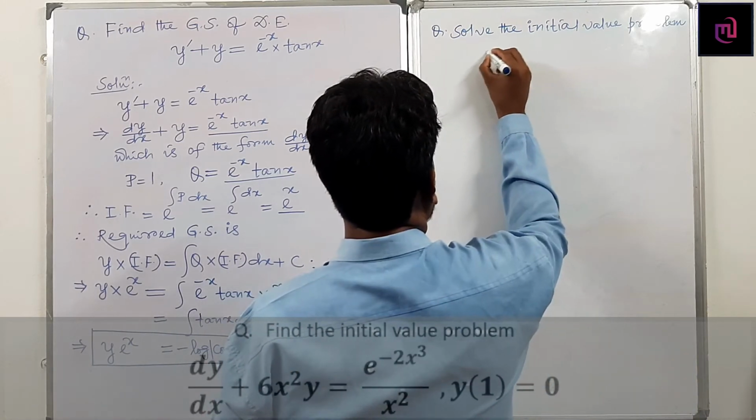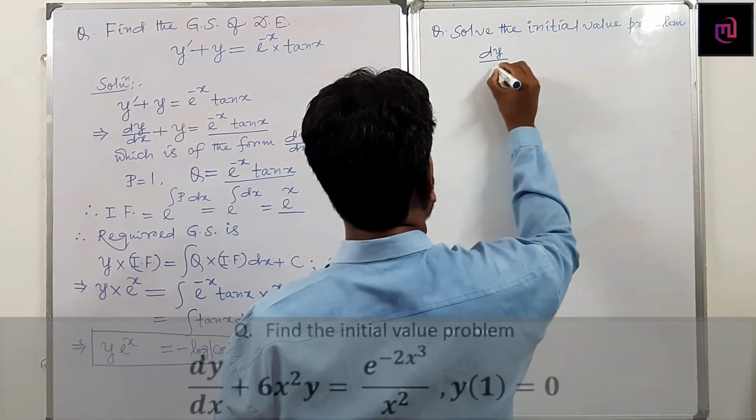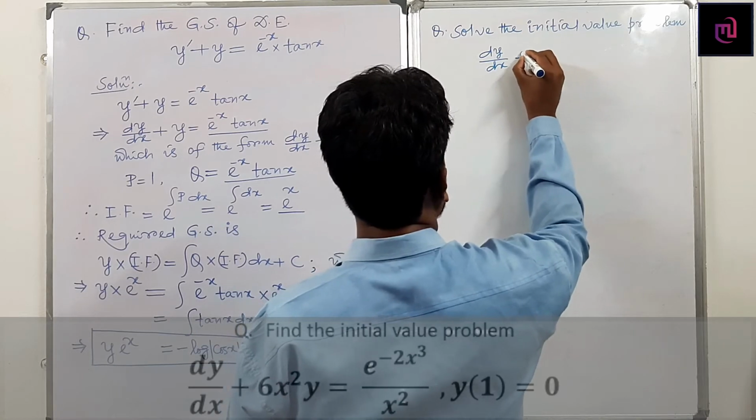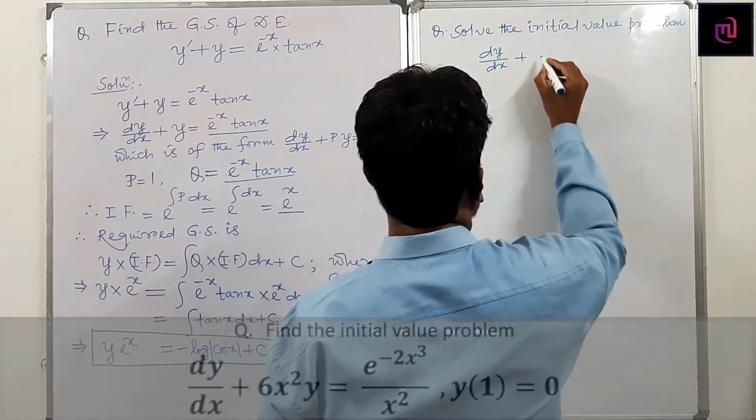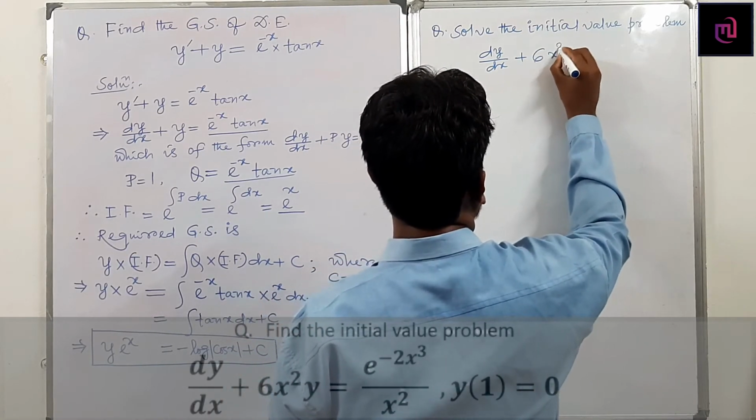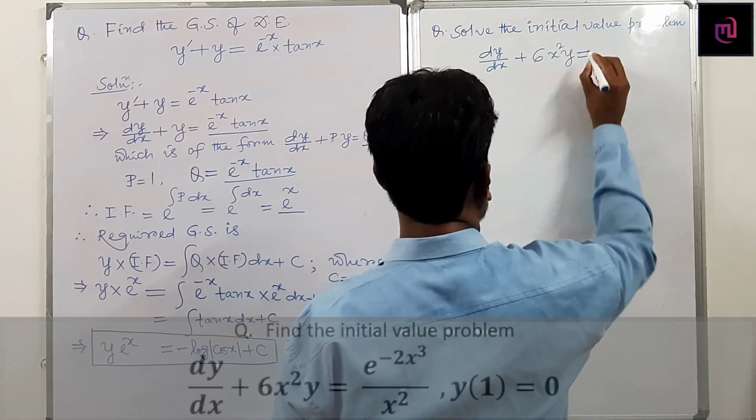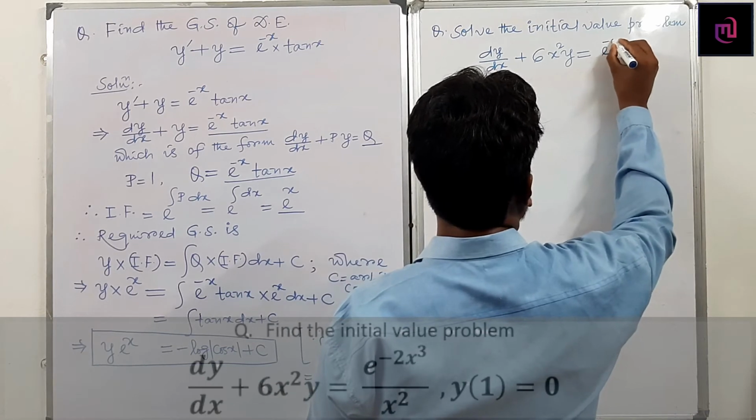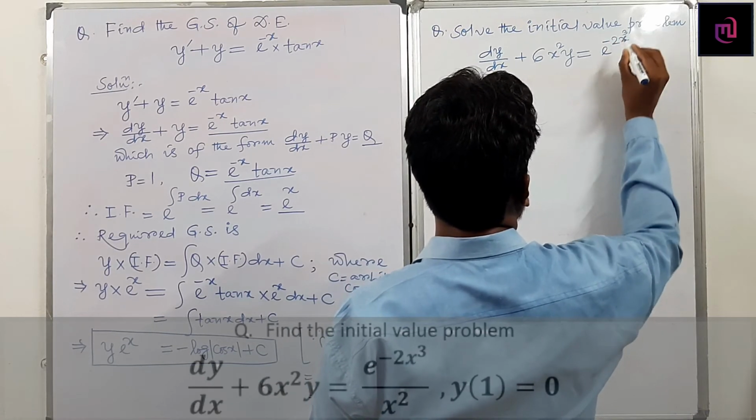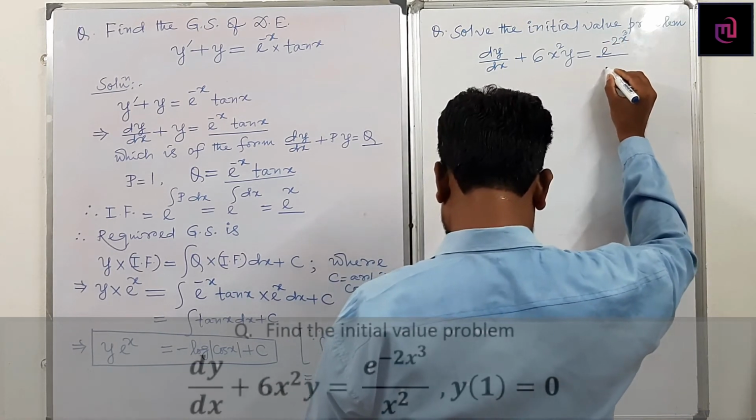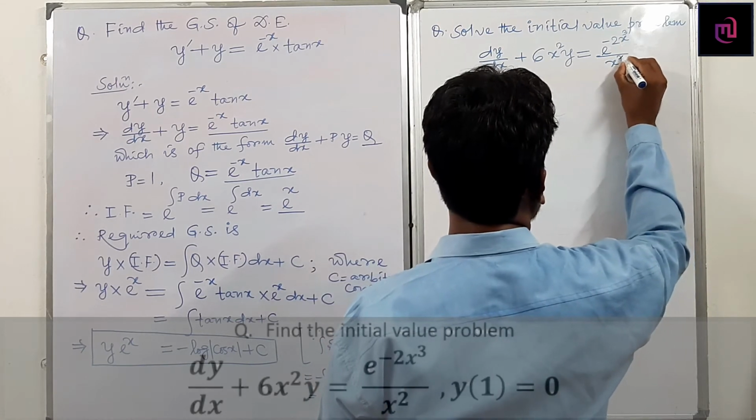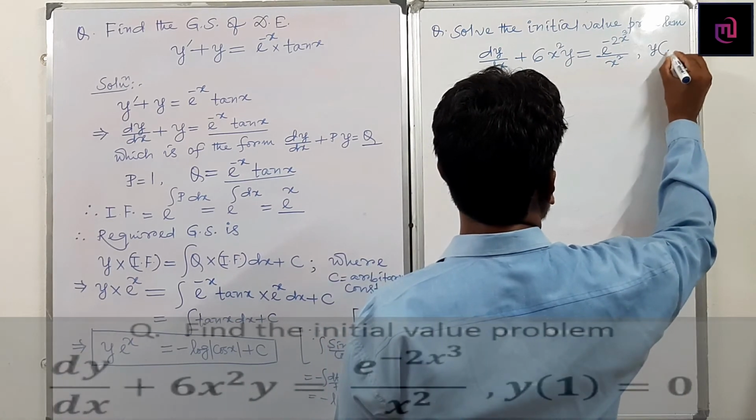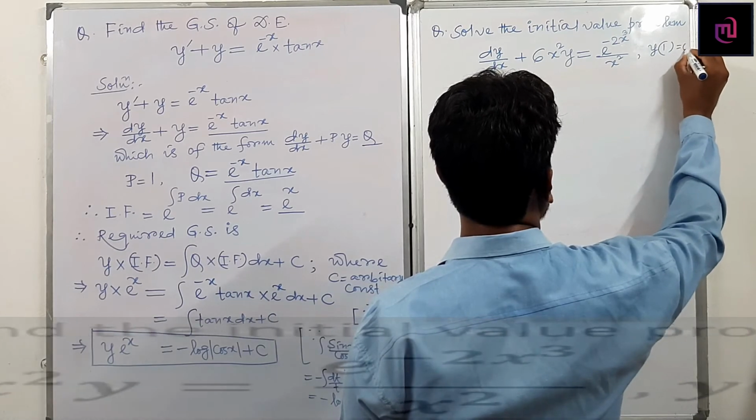So dy/dx plus 6x squared y equals e to the power minus 2x cubed, divided by x squared. The initial condition is given: y of 1 equals 0.